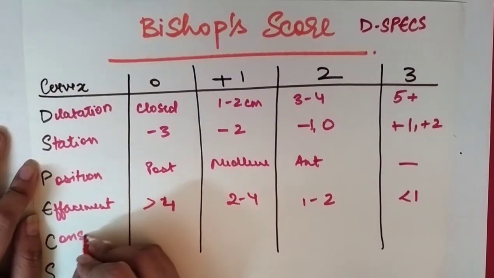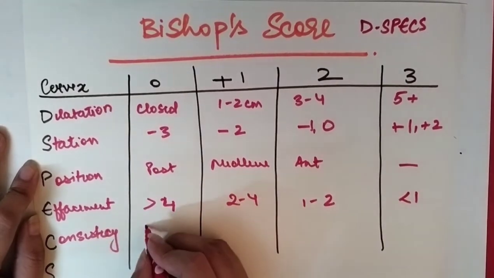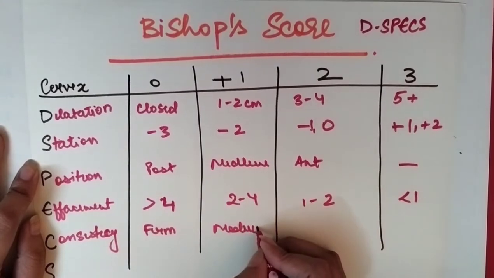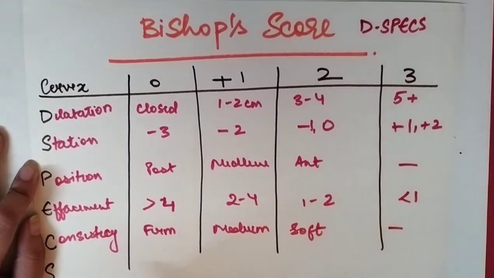Consistency. This shows that at zero the cervix is firm, it is medium, not soft. Then it is soft in 2 and soft in 3 also.